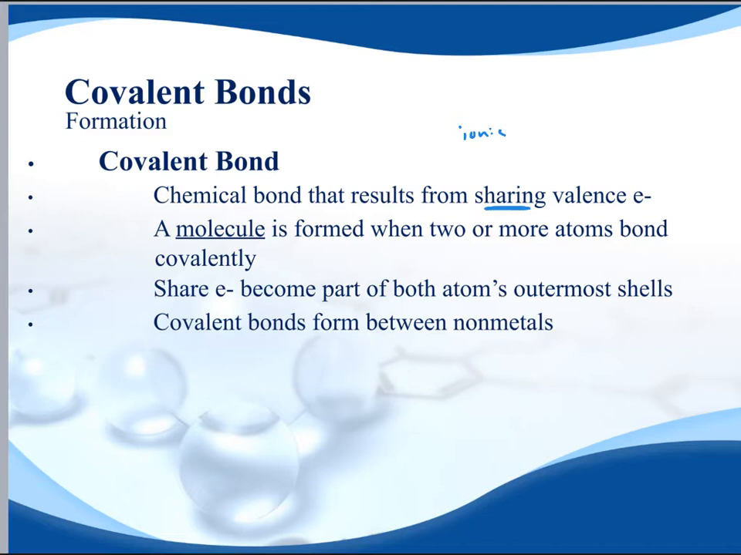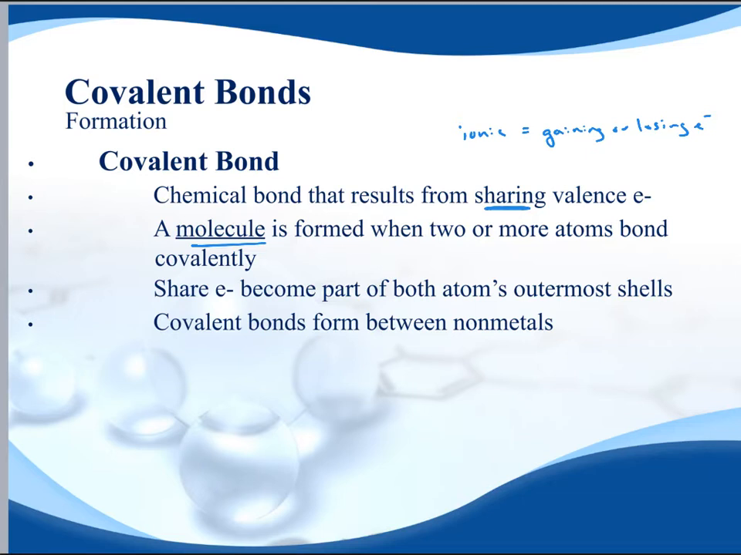Just for reference, ionic is gaining or losing electrons. Covalent is sharing electrons, so they're not physically giving up or taking an electron, they're sharing them. There's a special name for compounds that form from sharing valence electrons, and that is molecule. A molecule is formed when 2 or more atoms bond covalently.